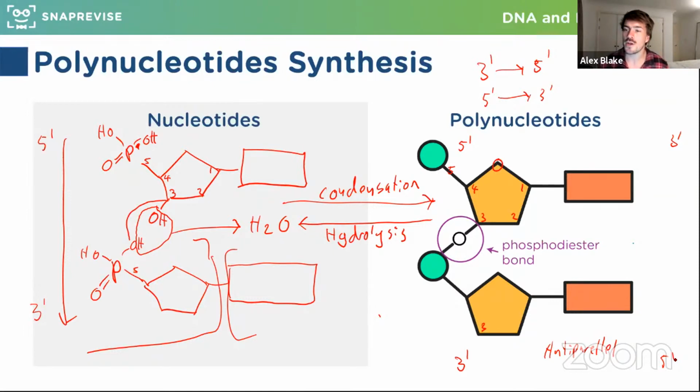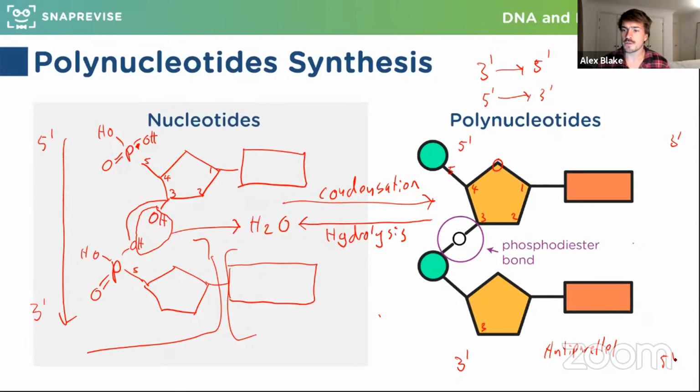Polypeptide bonds? No. Peptide bonds form between proteins. So they form a polypeptide chain, and that's made up of peptide bonding. But these are phosphodiester bonds in DNA formation.